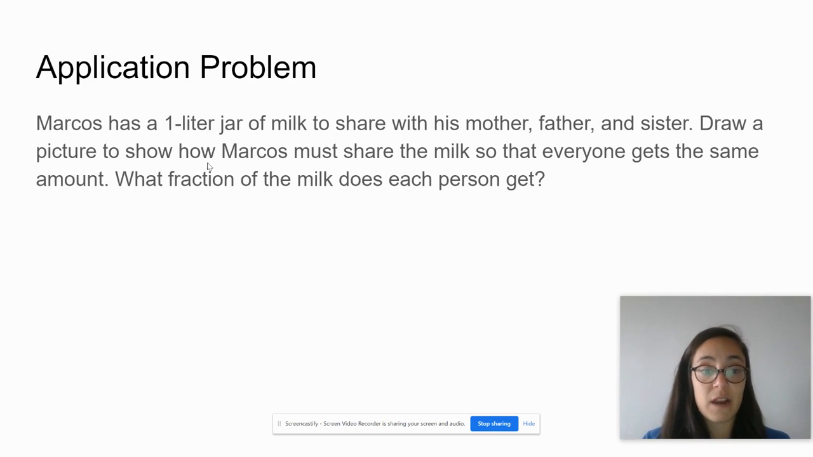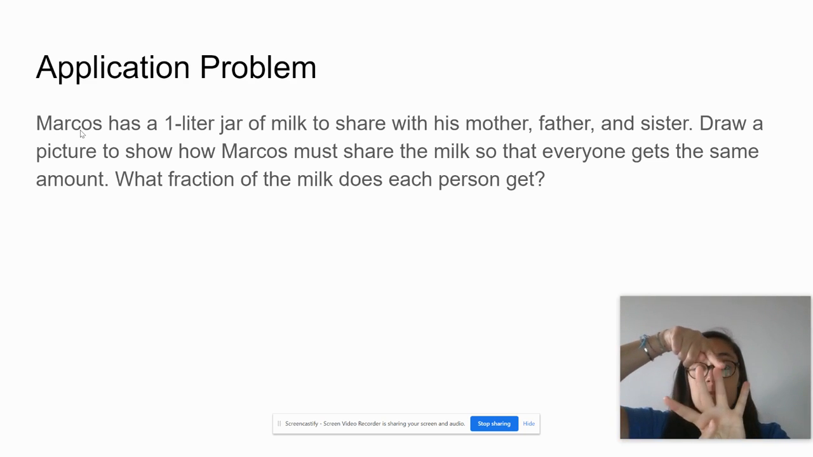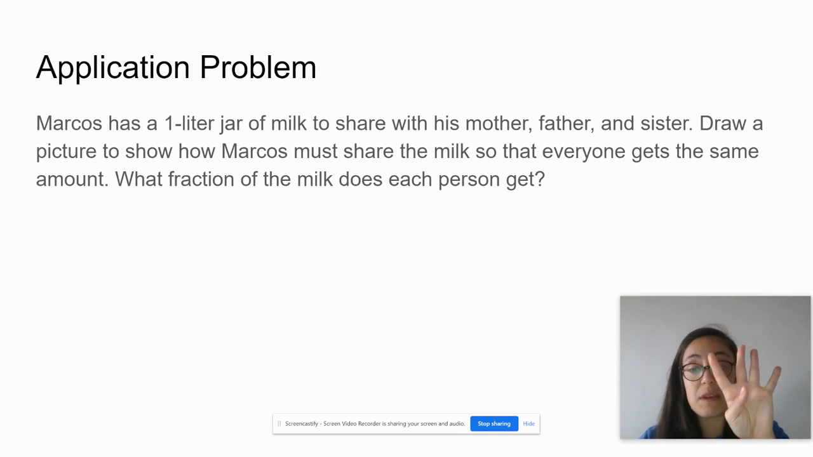So I'm going to think about, I need to write a fraction over here, and I need to know and write what each person gets. So I have to do my thinking. I go back, I see this 1 liter jar, that's important, and I see that he is to share the milk with his mother, father, and sister. So this may be a little tricky because we would see this and think, okay, mother, father, and sister, but Marco is in this problem as well. So instead of 3 people to share it with, we need 4. So Marco, his mom, dad, and his sister. So there are 4 people total that he needs to share his milk with.